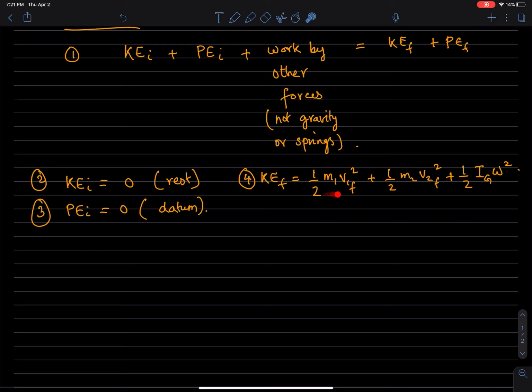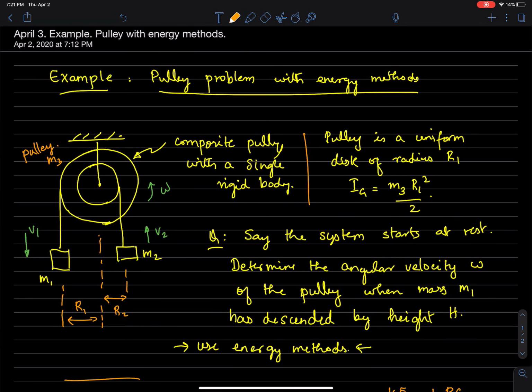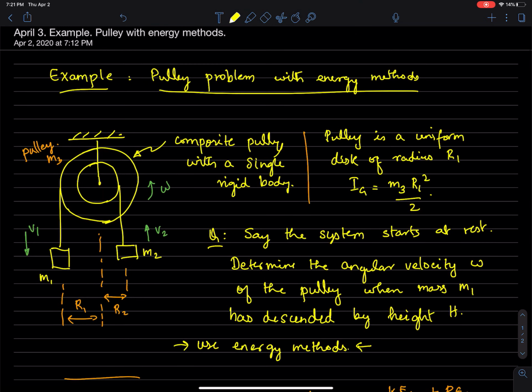Now we have a whole bunch of unknowns here. We are asked to find omega, but we do not know the velocity of mass 2. We do not know the velocity of mass 1. But I should have said it explicitly, for all these pulley problems, we will usually make the assumption, and we will state the assumption, that there is no slip between pulley and rope.